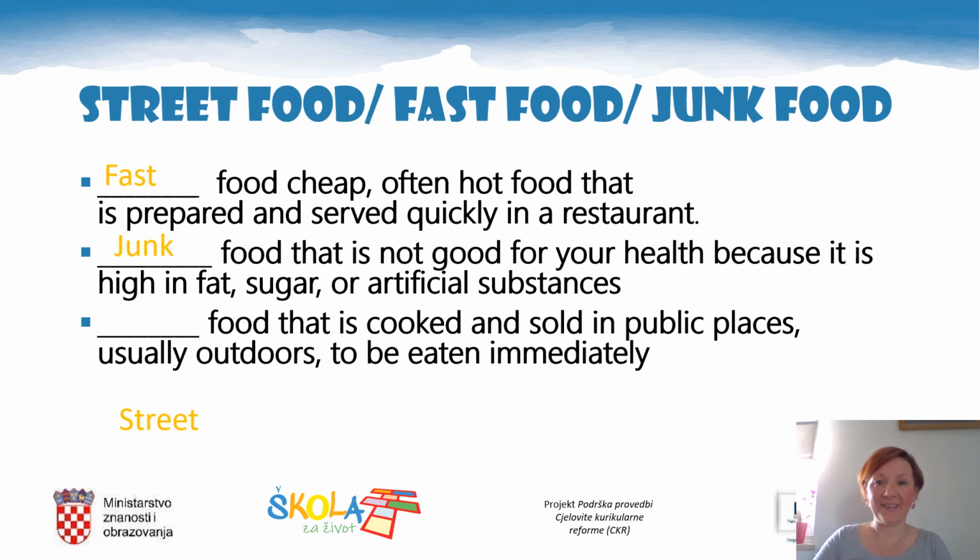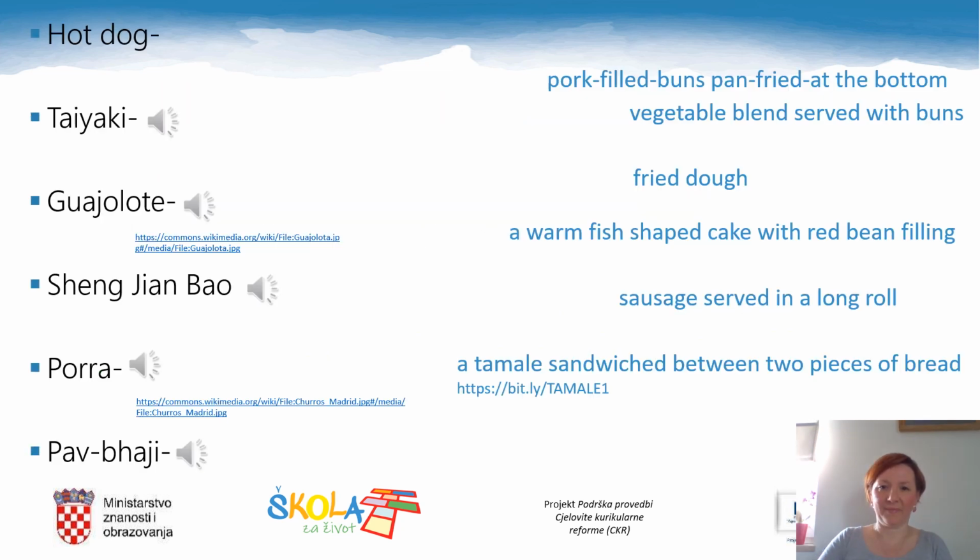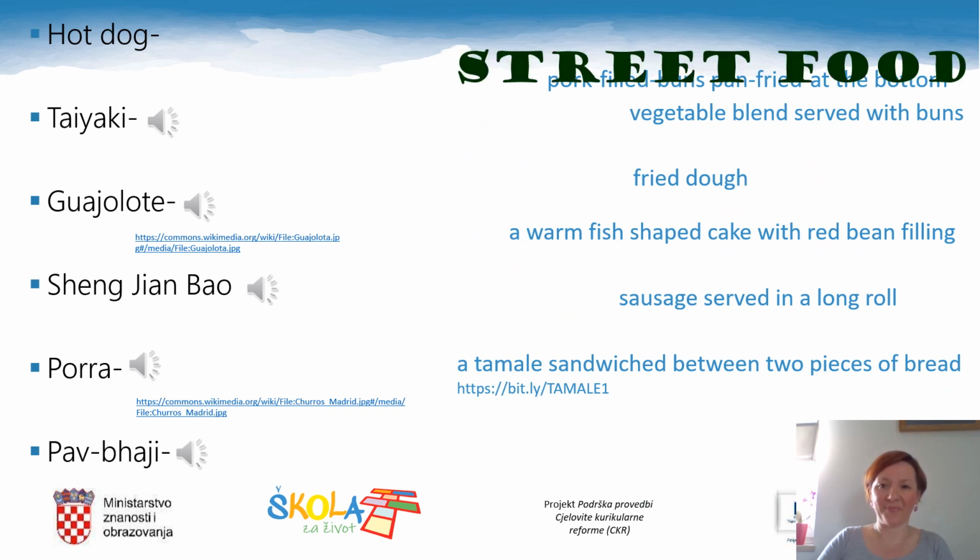And that leaves us with street food. And street food is food that is cooked and sold in public places, markets, usually outdoors, to be eaten immediately. Street food is the food that we are going to talk about today. In this slide, you can see the names and the descriptions of different types of street food around the world.